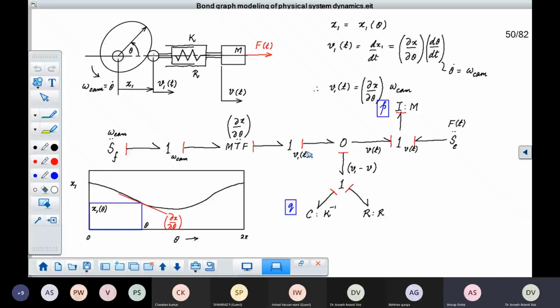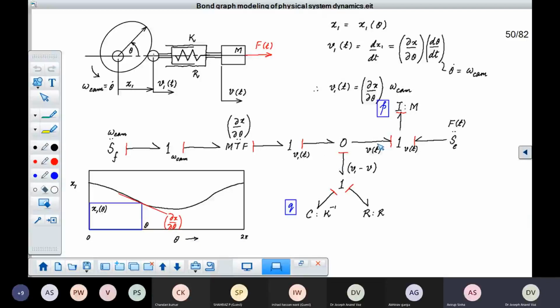Now, once you have the linear velocity of the follower, you can on the other side have the mass of the follower, which we have already discussed. You take the relative motion between these two because you see the spring and the damper across both of them. It's the same velocity difference. Okay, relative velocity. So you take the relative velocity between these. This relative velocity is V1 minus V.